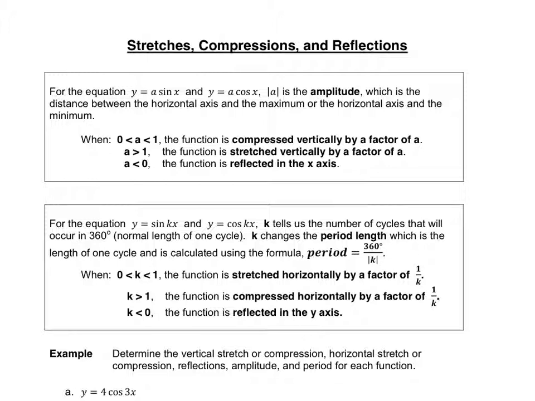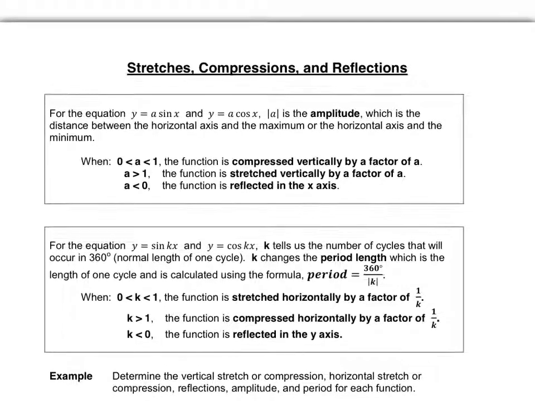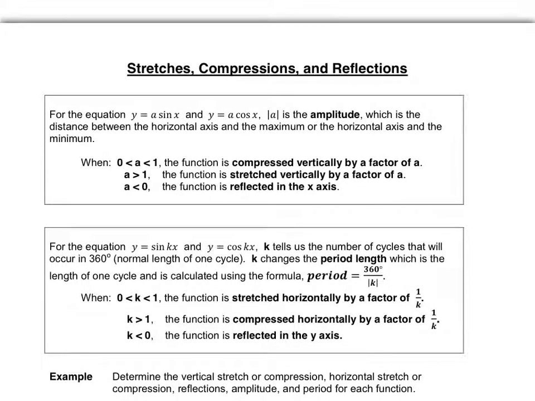So this would be an important formula right here to make note of. Let me grab the pen. Right here, where it says the period of the graph is equal to 360 degrees divided by the absolute value of k, which basically just means if k is negative, we just use the positive number in the formula.